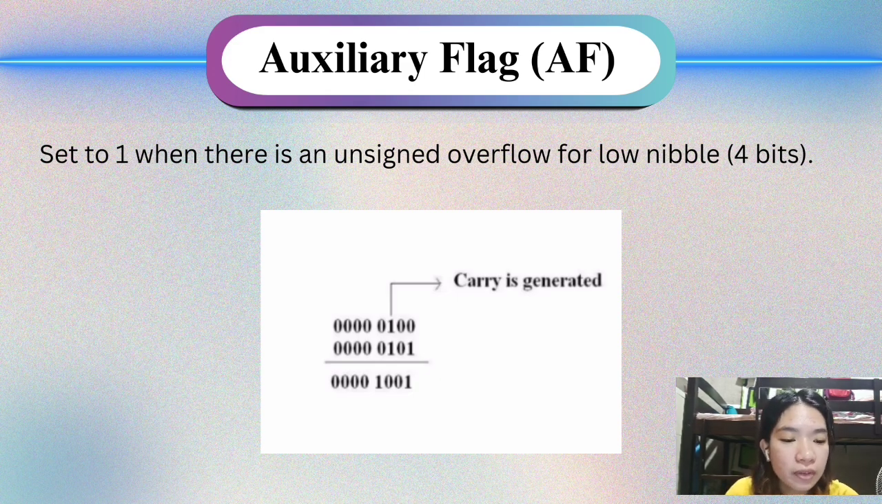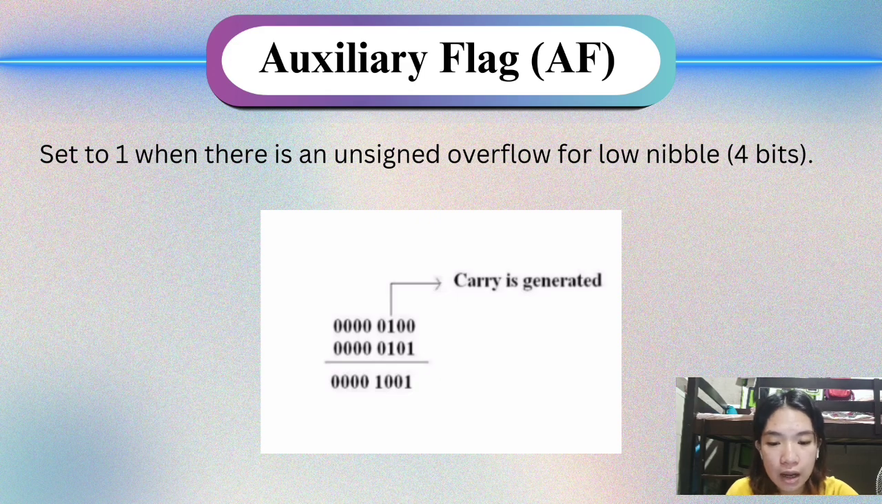So the auxiliary flag is used to indicate a carry or borrow from the lower nibble, the lower 4 bits, of an arithmetic operation. It's primarily used in binary coded decimal, or BCD, arithmetic, where operations on decimal numbers are performed in binary. The auxiliary flag helps manage operations that require adjustments for BCD representation.